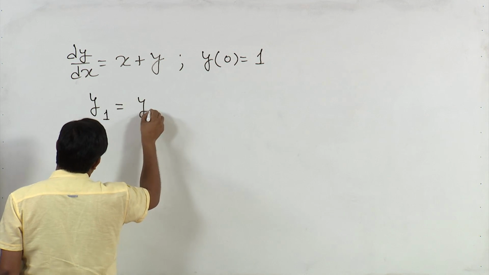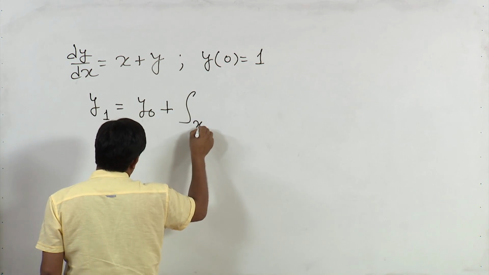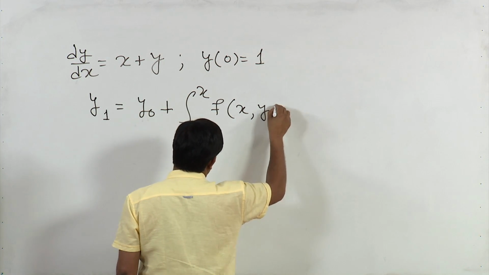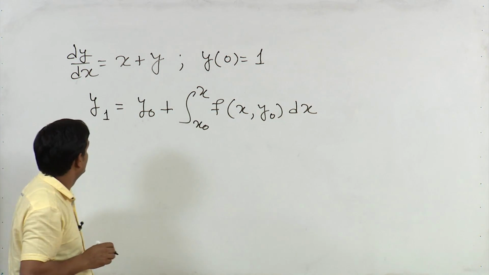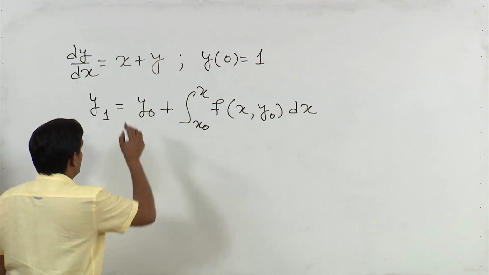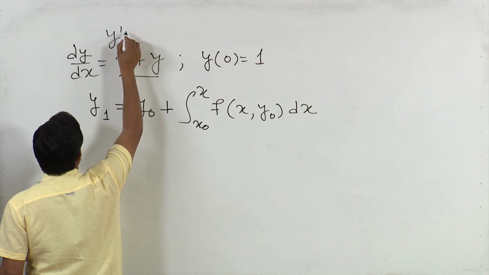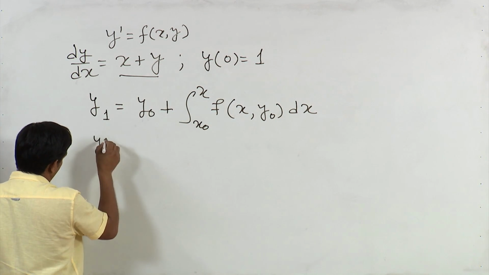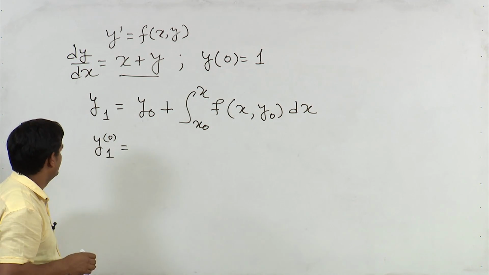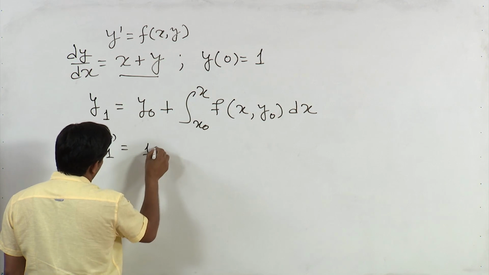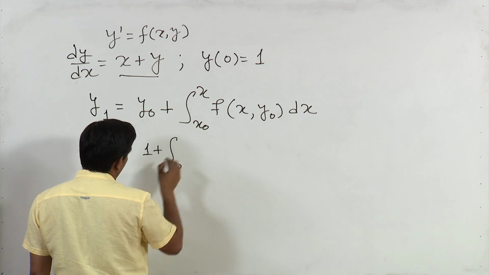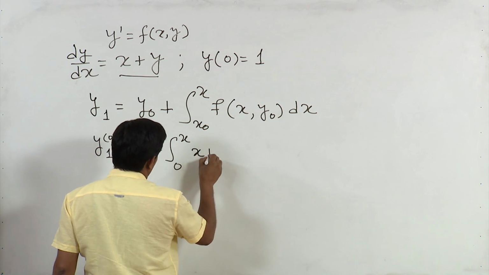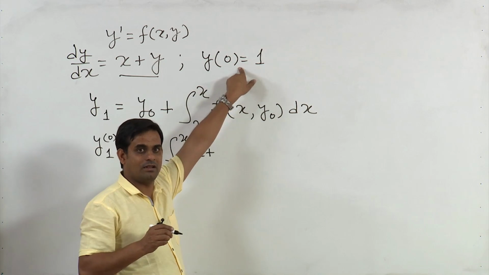y 1 is given as y 0 plus the integral from x 0 to x of f of x y, where f of x y is x plus y, because my original problem is y prime equals f of x y. So y 1 equals y 0, which is 1, plus the integral from 0 to x of f of x y. Initially, x plus y, with y at x equals 0 being 1.